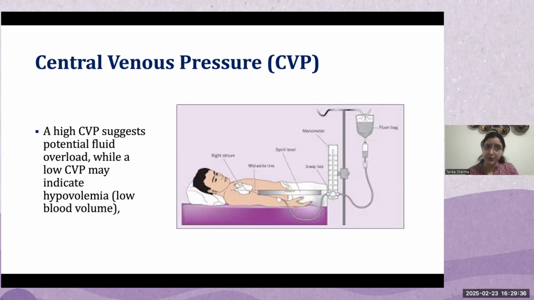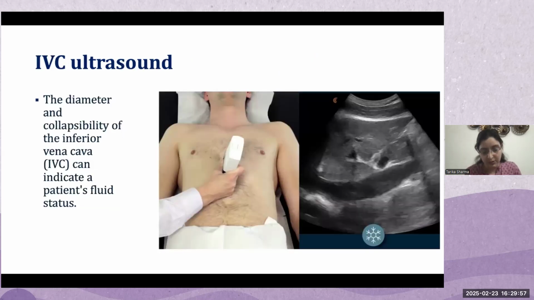If a person has a high central venous pressure, it might tell that the person is in fluid overload. If a person has a low central venous pressure, it might tell that the person is in hypovolemia, that is, has low blood volume. So depending on the central venous pressure values, you can decide whether or not to give fluids. Similarly, nowadays we usually use IVC ultrasound, where we assess the diameter as well as the collapsibility of the inferior vena cava.